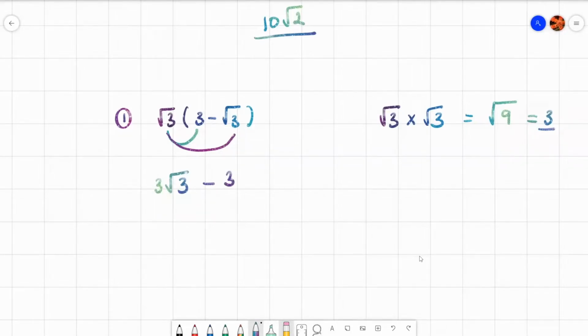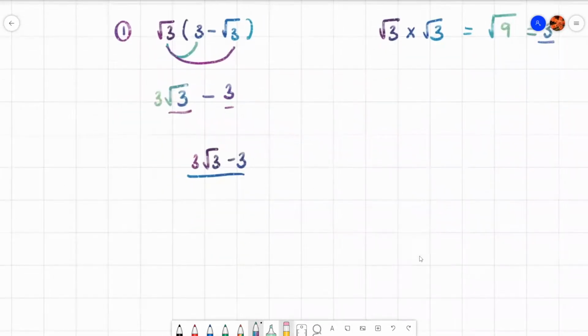Okay, now we can't simplify this any further. We can't subtract the 3 because the number 3 here doesn't have a square root with it, so it can't be subtracted. I can't simplify square root 3 any further because there's no square number that goes into 3. Therefore, this is going to stay as 3 root 3 minus 3. Okay, let's have a look at another example.